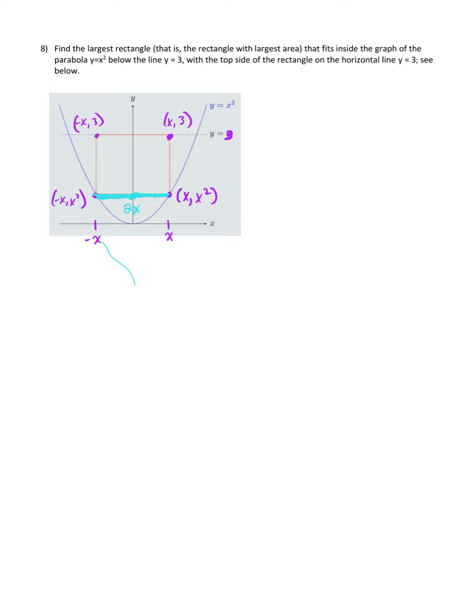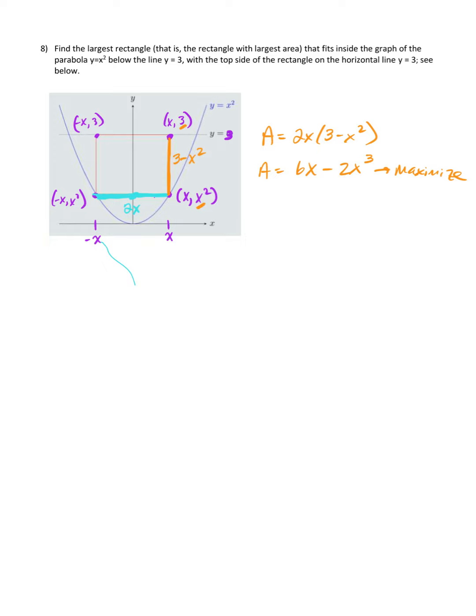And then if I want to find this vertical distance, I'm just going to look at the y-coordinates. So I'm going to do the y-coordinate on the top minus the y-coordinate on the bottom to find this distance, 3 minus x squared. So the area of the rectangle I drew is 2x times 3 minus x squared. We distribute the 2x and I get 6x minus 2x cubed. And this is what I want to maximize.